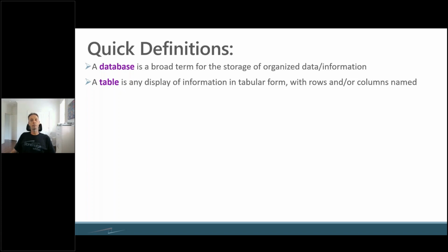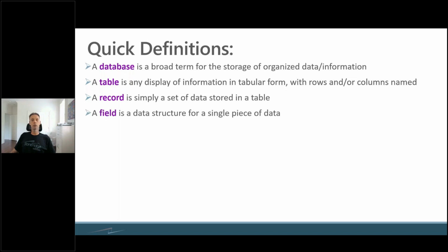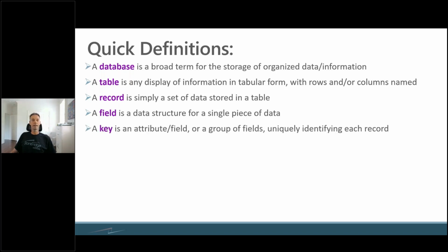A table is a display of information in a tabular form with rows and columns. Each table will consist of multiple records, which is a set of data that is stored in the table. The table consists of multiple fields. The fields determine the data structure for a single piece of data in the records in the tables. And a crucial thing with the concept of relationships are the keys of the table. A key is an attribute or a field, or sometimes a group of fields, that uniquely identifies each record in the table.